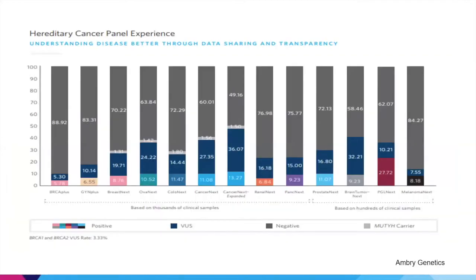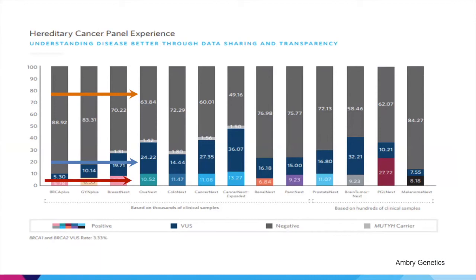This is a visual aid provided by Ambry Genetics about some of their panels. The arrows are pointing specifically to a panel related to breast and gynecologic cancer genes. What you'll see here with the red arrow is about 10% of patients test positive. 63 or up to 64% of patients will test negative with that panel, but 24% have a variant of uncertain significance. So that's extremely high and extremely common.